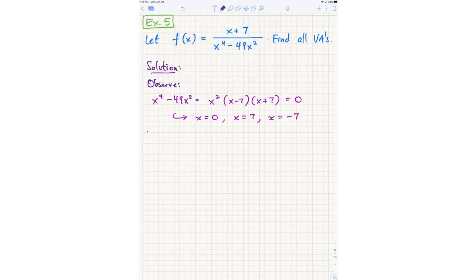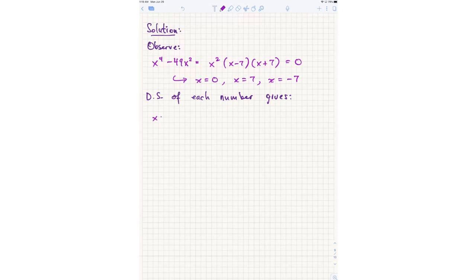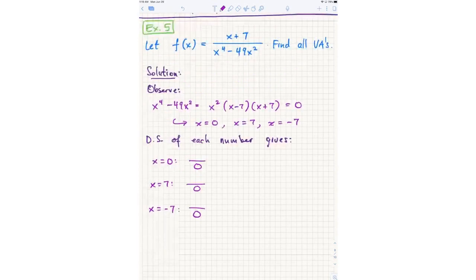So direct substitution of each number gives us, let's see, x equals 0, x equals 7, and x equals -7. We already know that they all give 0 in the denominator, so they all give something over 0. Very quickly, x equals 0 would give us 7 over 0, x equals 7 gives us 14 over 0, and x equals -7 gives us 0 over 0.